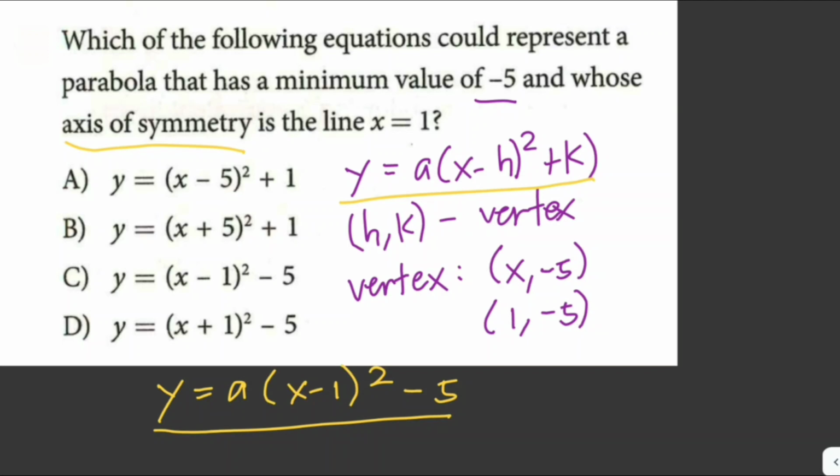We don't know the value of a, but in our choices here, the value of a in all of the equations from A to D is just equal to 1. So the answer here is letter C.